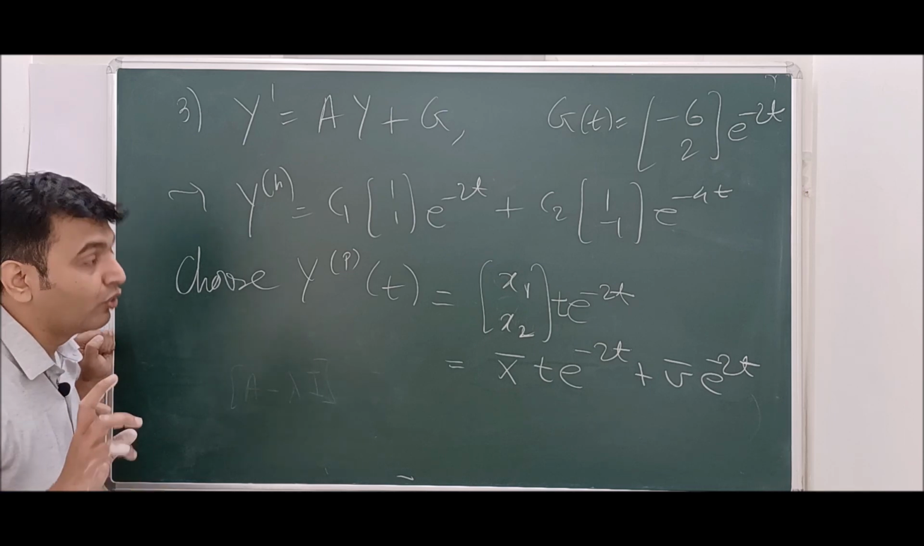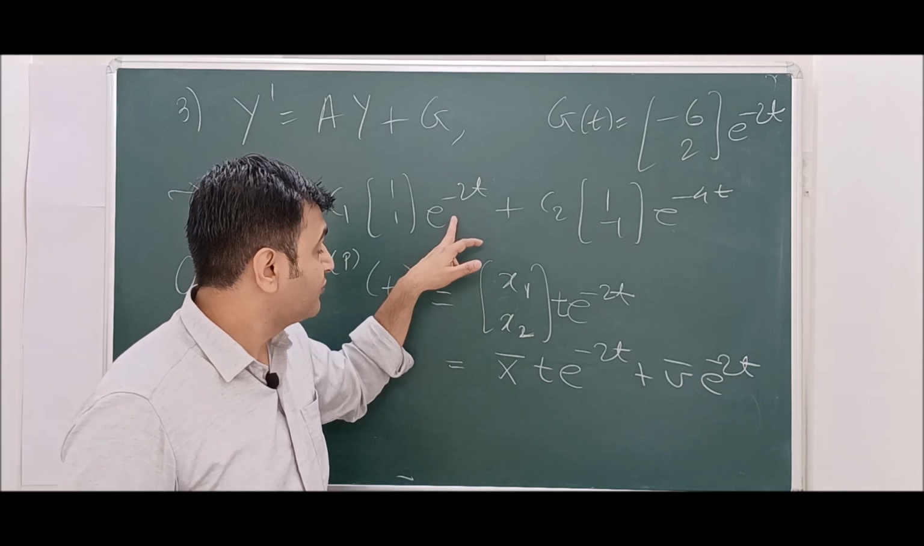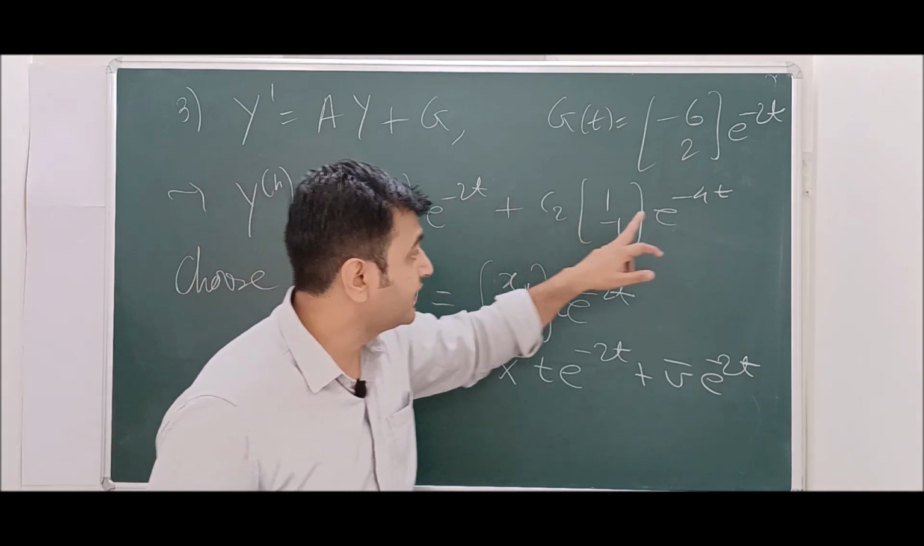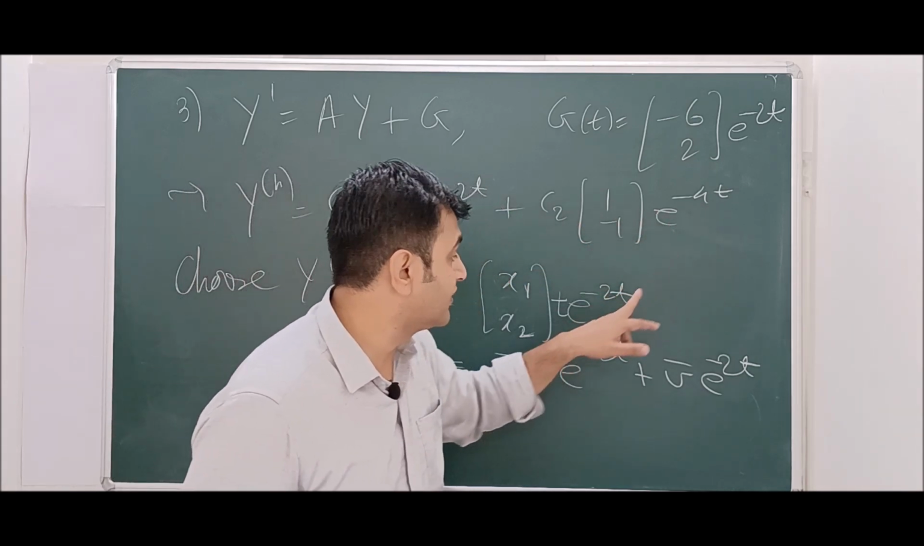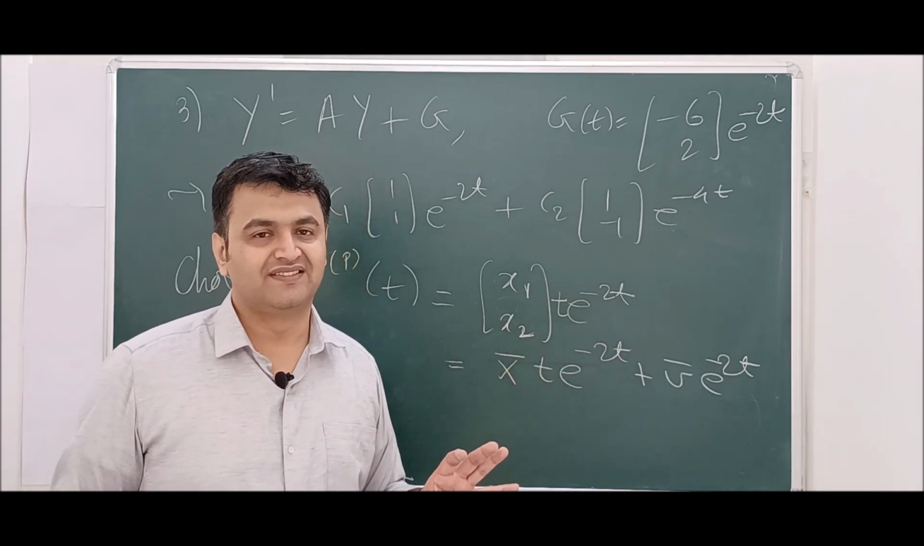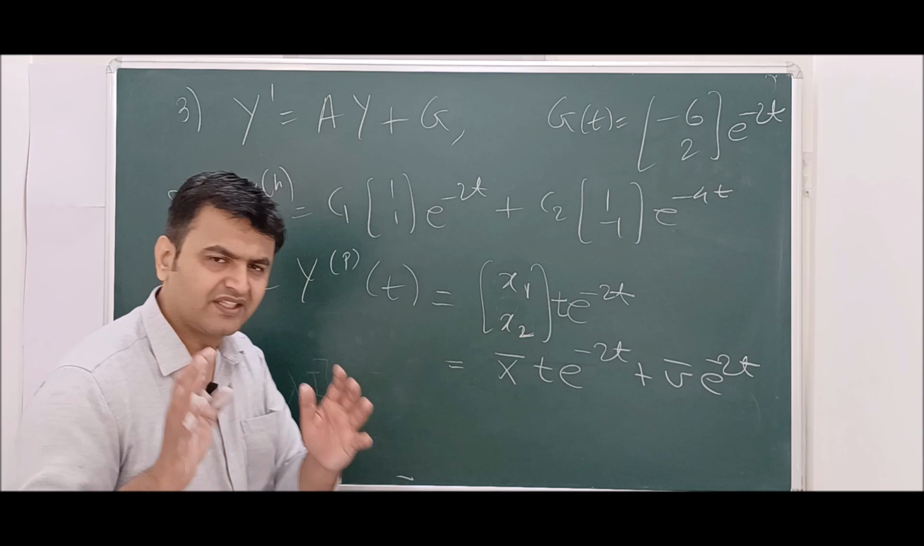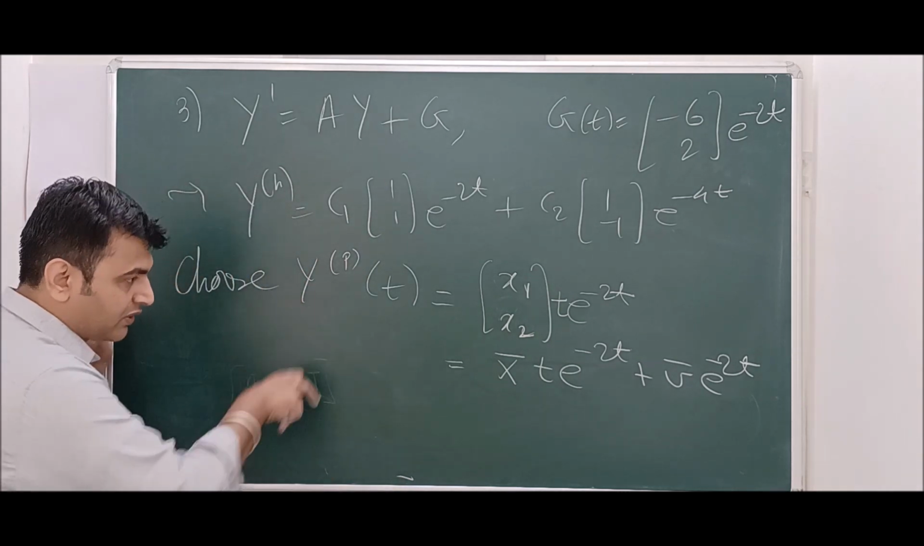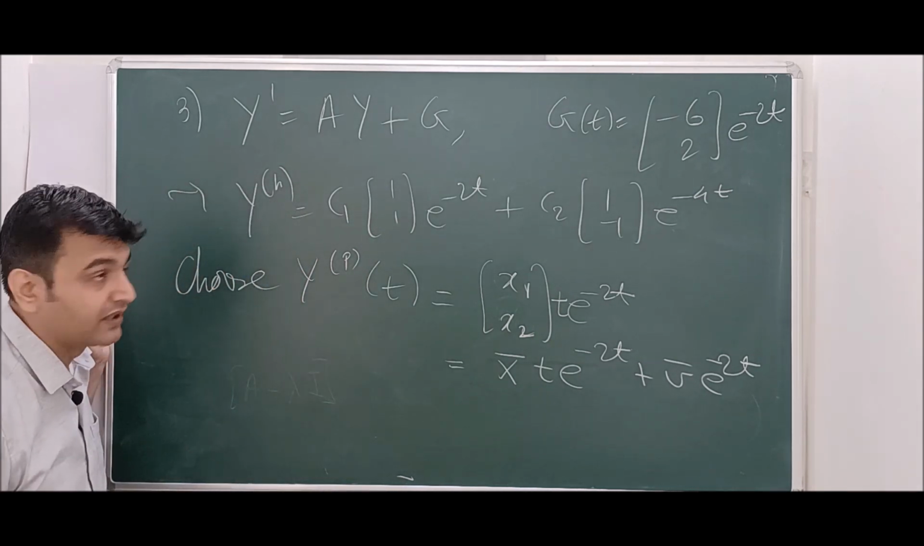What is that thought? Pause the video and think. Suppose here you had e raised to minus 2t, and here also e raised to minus 2t, and here also e raised to minus 2t. Then what yp would you choose? That's a bit complicated, but it's okay. Give a thought to that. Now coming back to this, we want to find x bar and v bar.